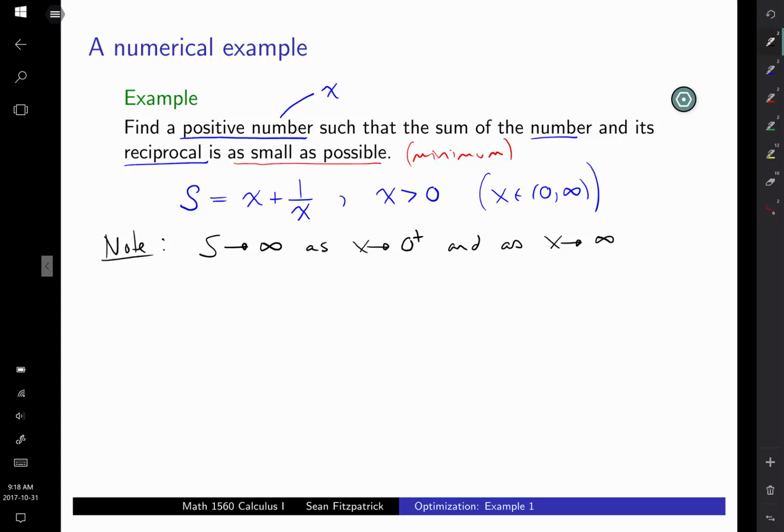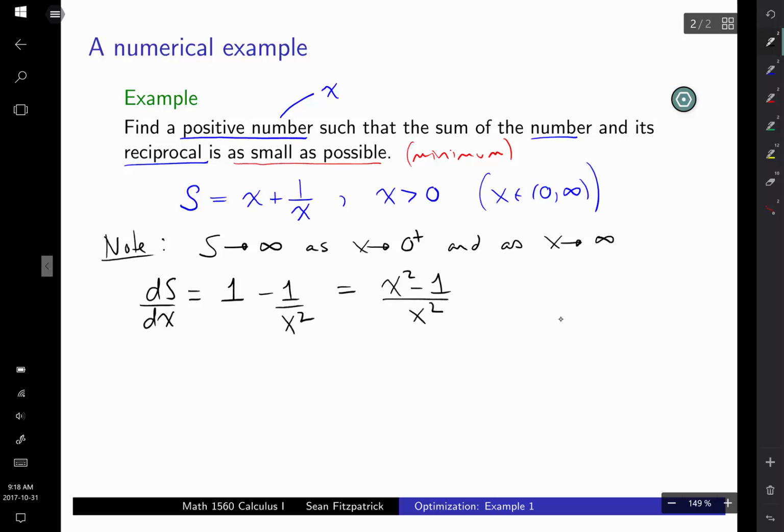So how do we calculate that minimum? Well, we need to take the derivative, set it equal to 0, right? s is already a function of a single variable. There are no constraints that we need to apply. So we calculate the derivative, ds dx. The derivative of x is just 1. The derivative of 1 over x is minus 1 over x squared. As usual, if we're looking for critical numbers, we should get a common denominator. So multiply 1, top and bottom, by x squared, and then we should factor, right? x minus 1, x plus 1 over x squared.